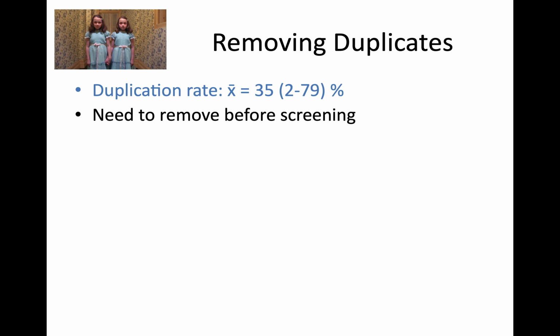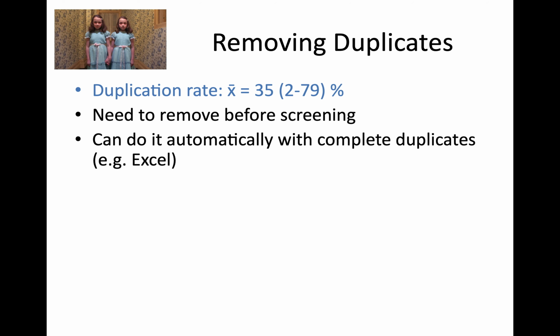And as I said, we need to remove these before screening so that we don't end up reading the same abstract multiple times. You can do this automatically fairly easily with complete duplicates. There's a tool under the Data tab in Excel, for example, that allows you to remove identical values.